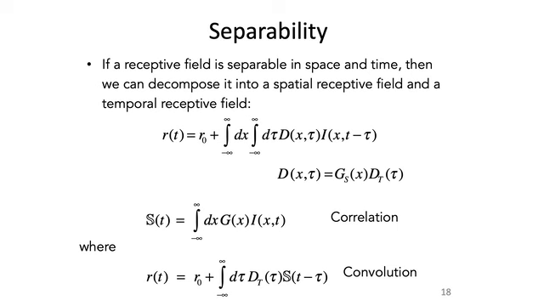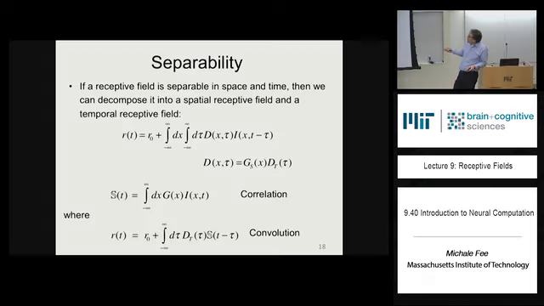Basically, the way you think about this is that you find the correlation of the spatial receptive field with the stimulus, and that gives you a time-dependent stimulus, a stimulus that's just a function of time. Then you can convolve the temporal receptive field with that time-dependent stimulus. So you can really just treat it as two separate processes, which can be convenient for thinking about how a neuron will respond to different stimuli.